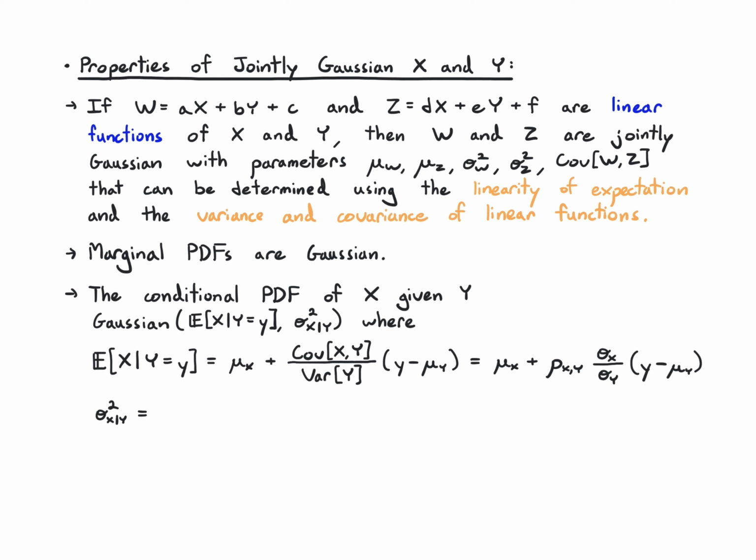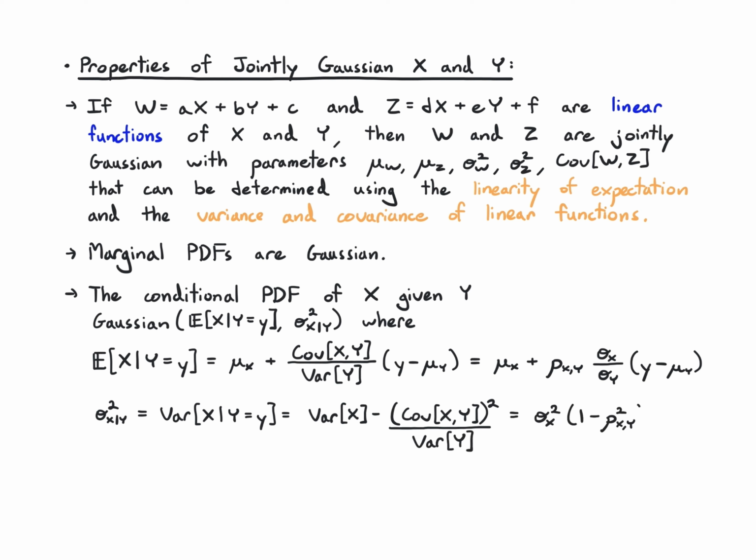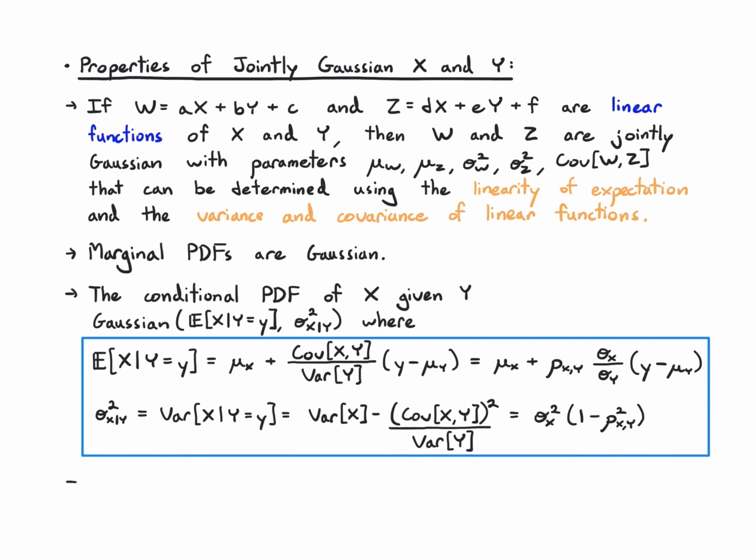And the conditional variance in this case turns out to not depend on the specific value of y. So what I mean by that is it just looks like this. It's just the variance of x minus the covariance squared over the variance of y, or sigma x squared times one minus rho squared. Those are equivalent formulas. Okay, so that gives you the conditional PDF of x given y. You could derive the same thing for y given x, just switching the roles of x and y.